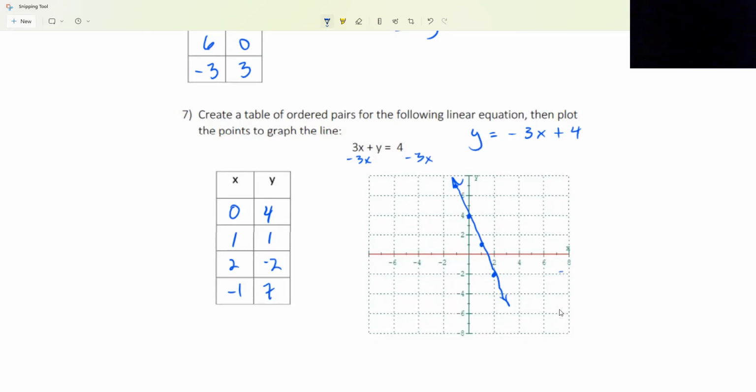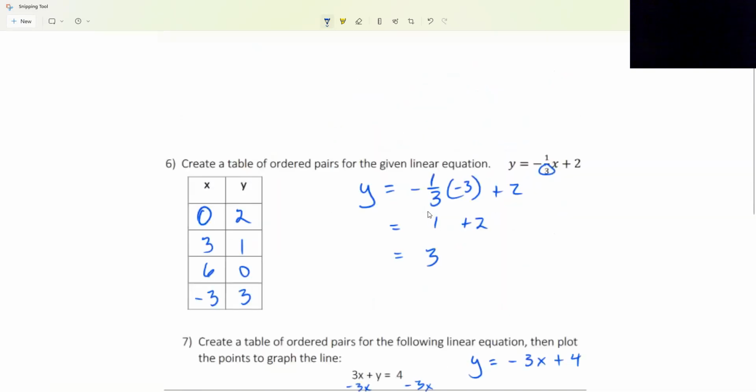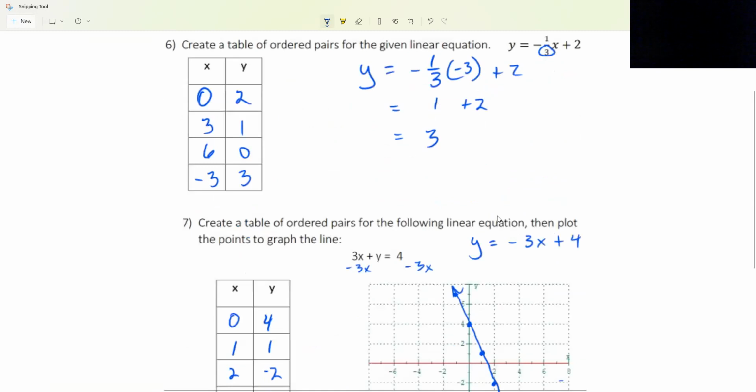But you really only need 2. If you'd plotted 0, 4 and 1, 1, then that would be this point and this point. Then you could have connected the dots, and you're still going to get the same line. So that's what you got for 13.1 and 13.2.